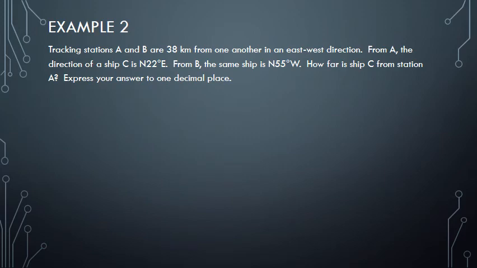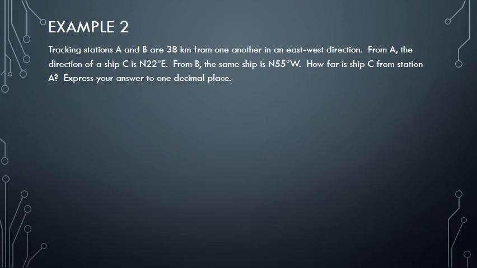Tracking stations A and B are 38 kilometers from one another in an east-west direction. From A, the direction of ship C is north 22 degrees east. From B, the same ship is north 55 degrees west. How far is ship C from station A? Express your answer to one decimal place.